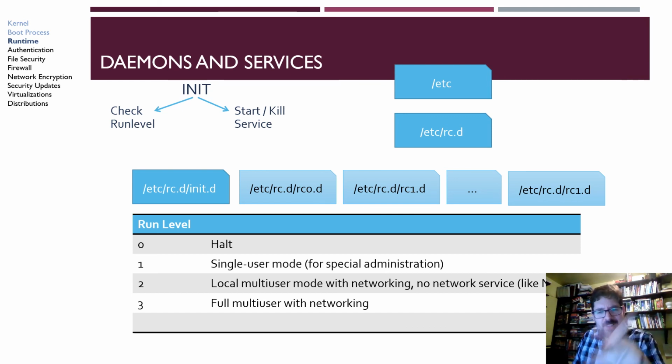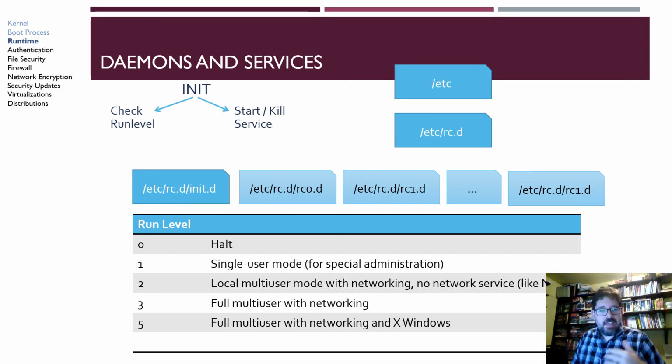Sorry, I got a typo there. It should be just no networking. 3 is full multi-user with networking, so 2 is multi-user, no networking. 5 is multi-user networking with X Windows, which is the desktop, which of course we don't have. And then run level 6 is reboot.